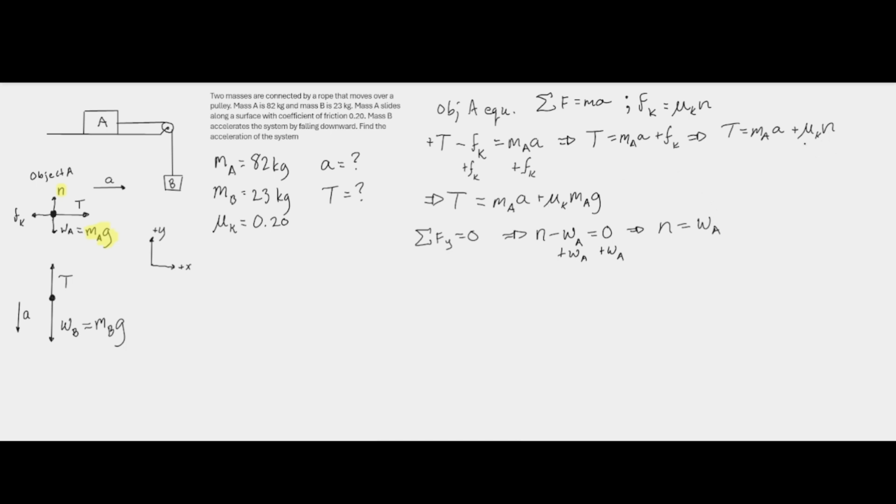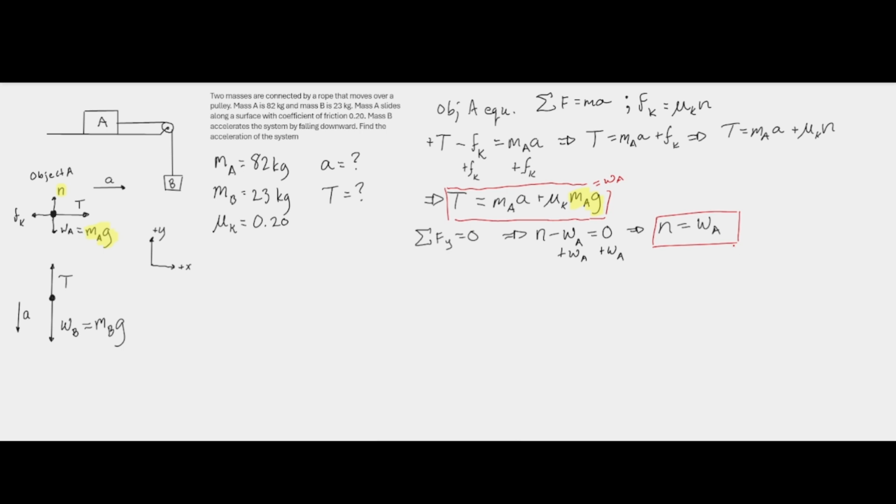This is what we utilized here when we substituted in this value right here. This is the weight force of object A, which is just the mass of A times gravity. So the normal force is equal to the weight force, and we plug that in here to our equation. So these are our two equations for object A. We have our equation right here, which is the horizontal direction, and then we have the other equation, which is the vertical direction.